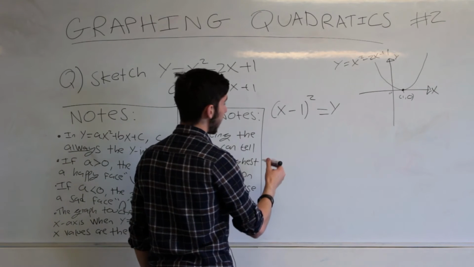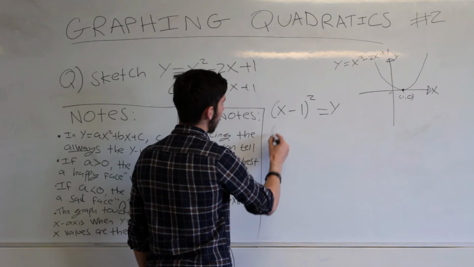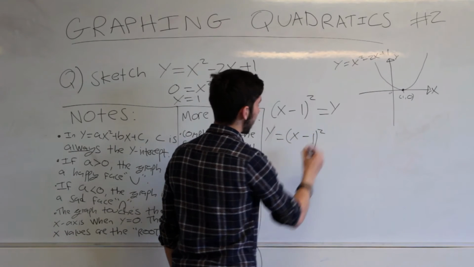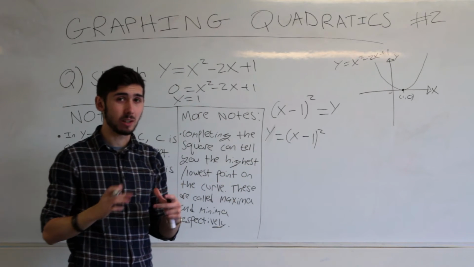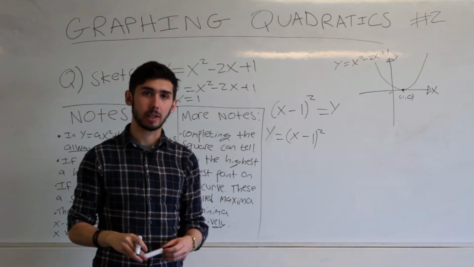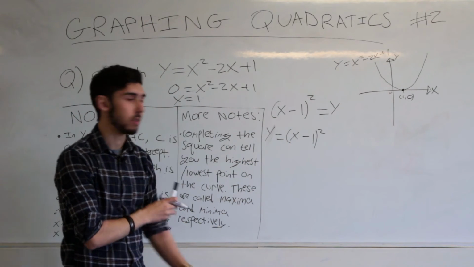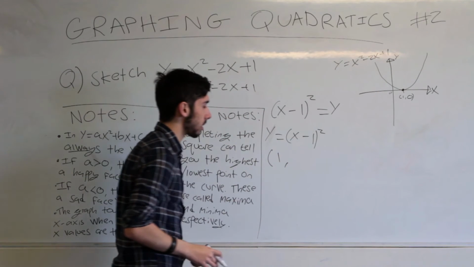So how do we do it? Let's say y equals x minus 1 squared. Okay, think about it. How do you make that bracket go to 0? Or how do you minimize the bracket? You want the bracket to be 0, right? When the bracket is 0, what does x have to be? x has to be 1. So our coordinate is 1 something.